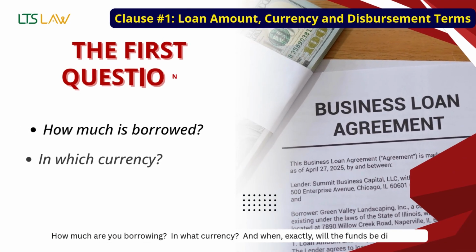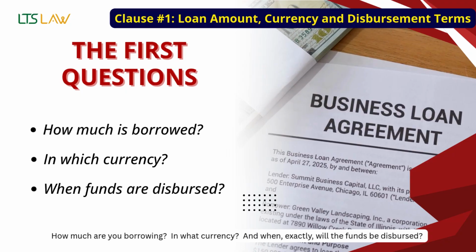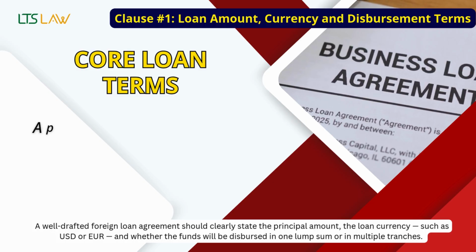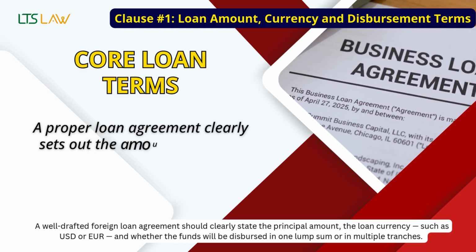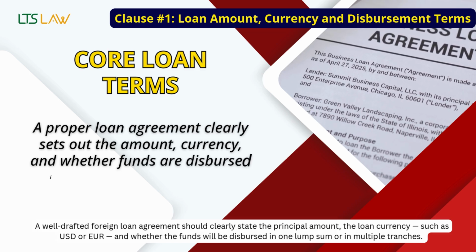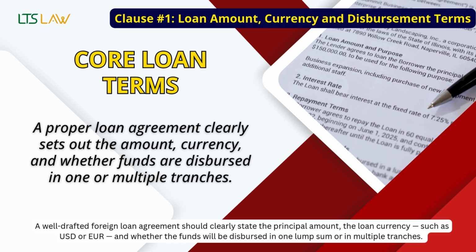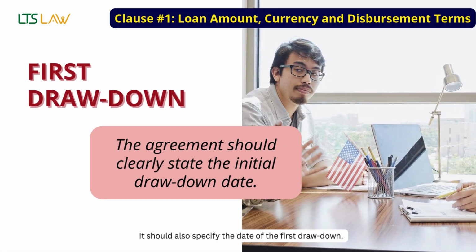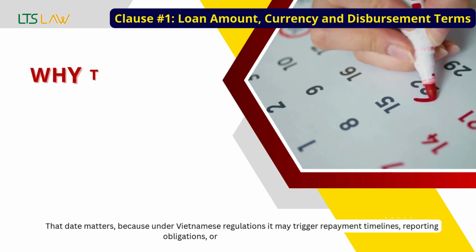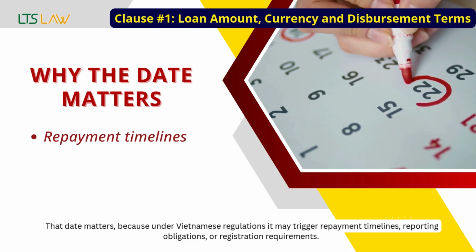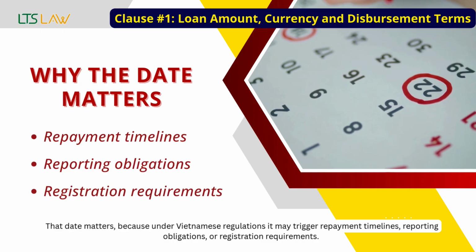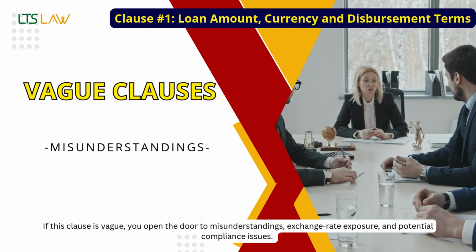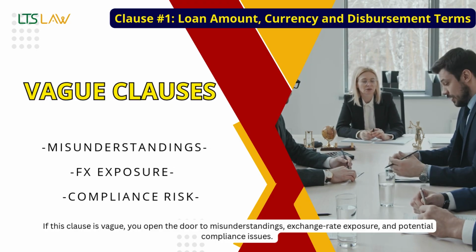How much are you borrowing? In what currency? And when, exactly, will the funds be disbursed? A well-drafted foreign loan agreement should clearly state the principal amount, the loan currency, such as USD or EUR, and whether the funds will be disbursed in one lump sum or in multiple tranches. It should also specify the date of the first drawdown. That date matters, because under Vietnamese regulations it may trigger repayment timelines, reporting obligations, or registration requirements. If this clause is vague, you open the door to misunderstandings, exchange rate exposure, and potential compliance issues.